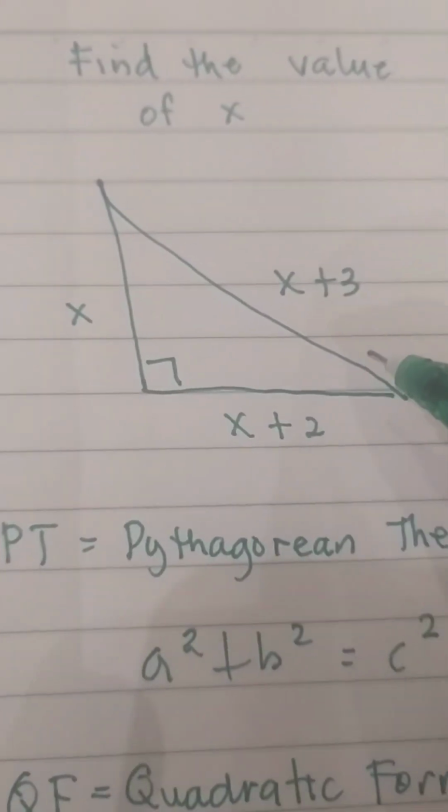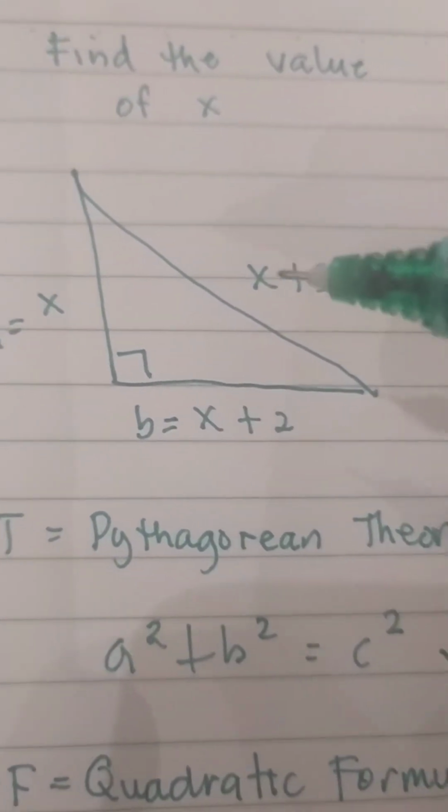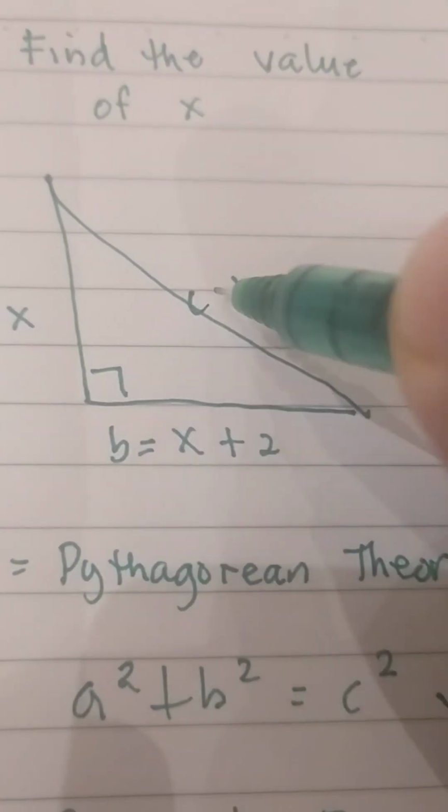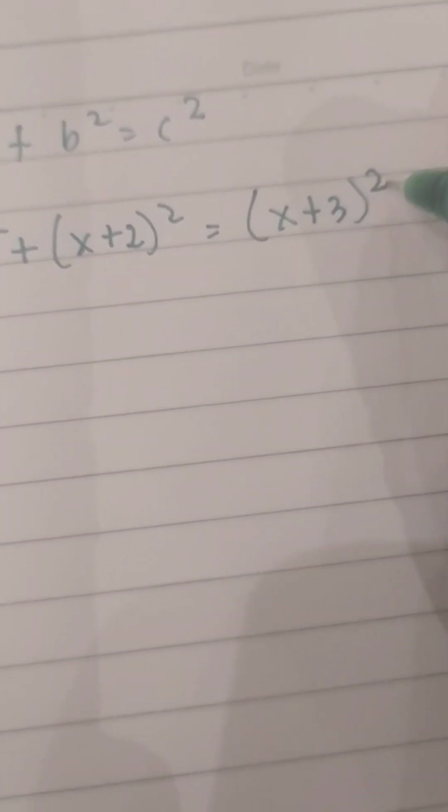So we have a squared plus b squared is equal to c squared. Now we are going to assign the values of a, b, and c to this illustration. So a is our x, b is the quantity x plus 2, and c is the quantity x plus 3. Now we are going to plug in the values. So we have a is equal to x squared plus b, the quantity x plus 2 squared, is equal to the quantity x plus 3 squared.